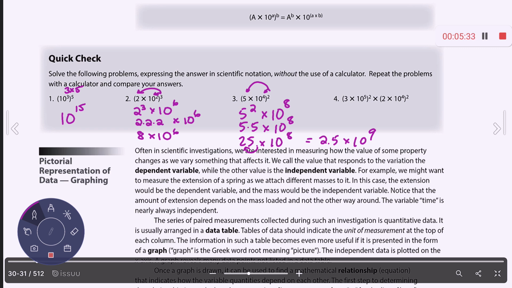All right, lastly, let's talk about graphing. You know that when you graph things, you have an independent and a dependent variable, okay? It is really important that you know that time will generally be the independent variable. That means time is likely going to be on the x-axis.